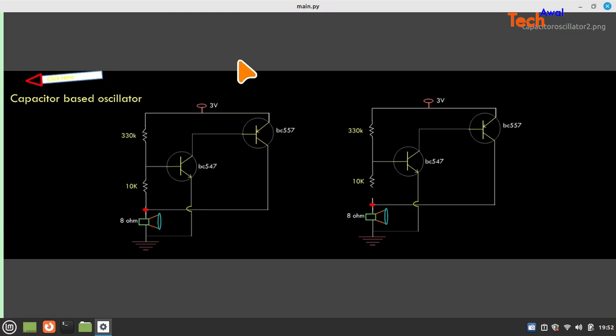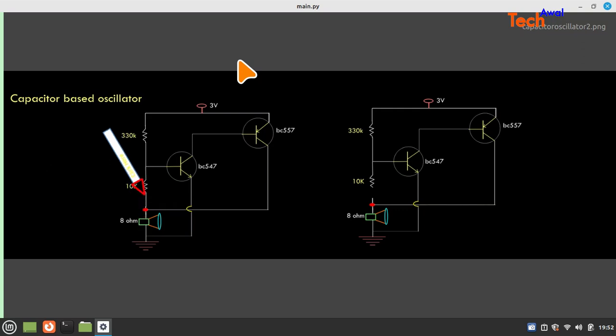Okay, so at the beginning there is no charge on the capacitor. That means it's a pure short circuit. If it is a pure short circuit, there will be current flowing through it. Okay, and the speaker is receiving the current.